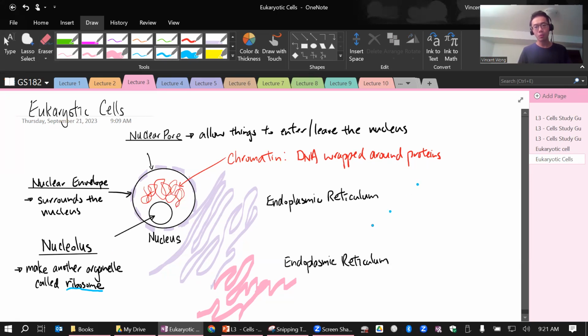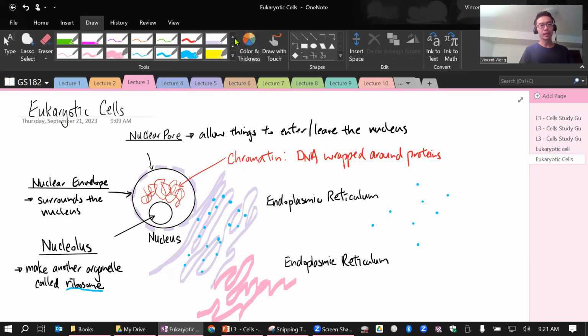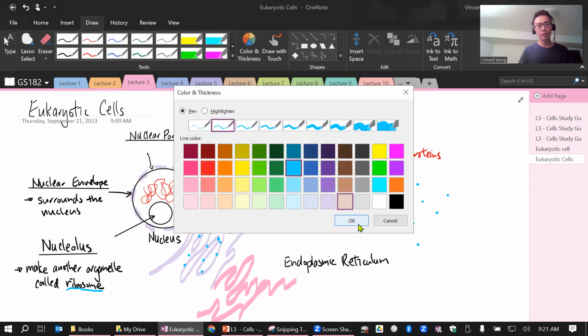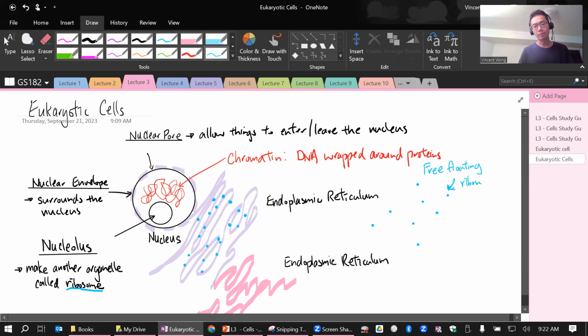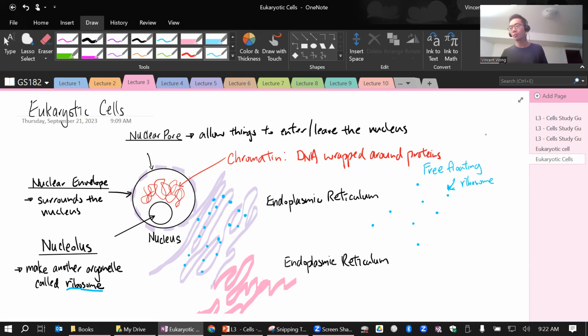Some ribosomes will be floating freely on their own. Others will attach onto the endoplasmic reticulum. So these things right here are just free floating ribosomes, sloshing around in the cytoplasm, like a jellyfish just moving back and forth in the wave.